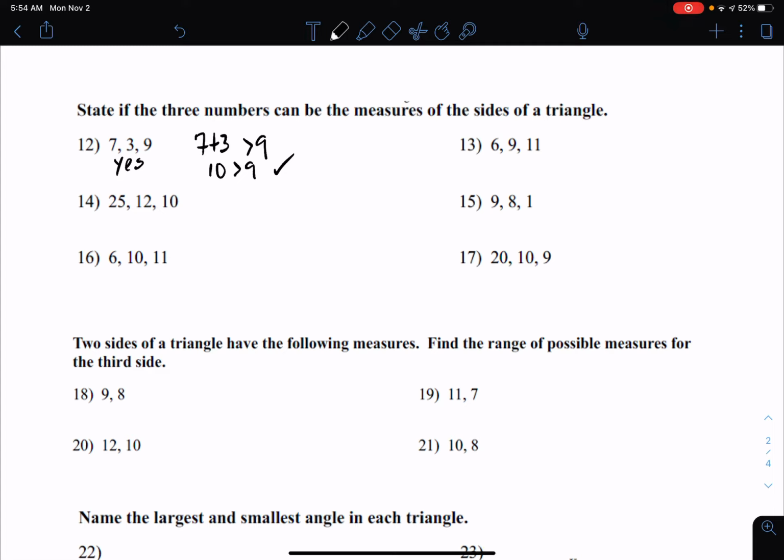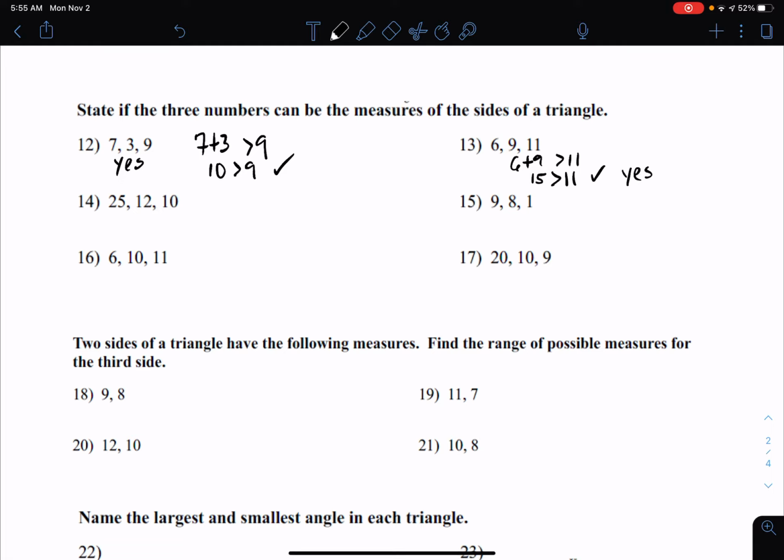Number 13 is 11, 6, and 9. So is 6 plus 9 greater than 11? Well, 6 plus 9 is 15, and that is greater than 11. So yes, this will make a triangle.